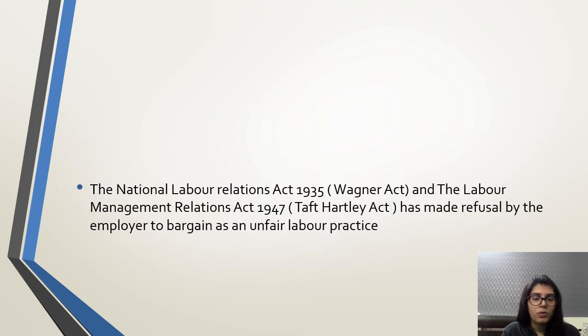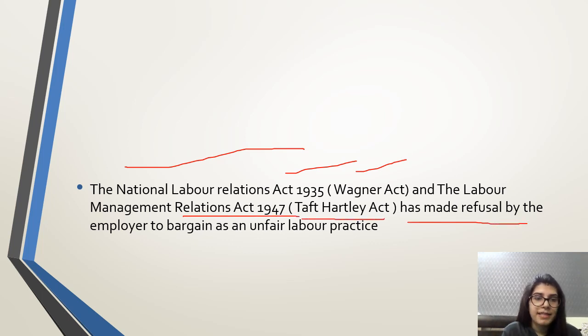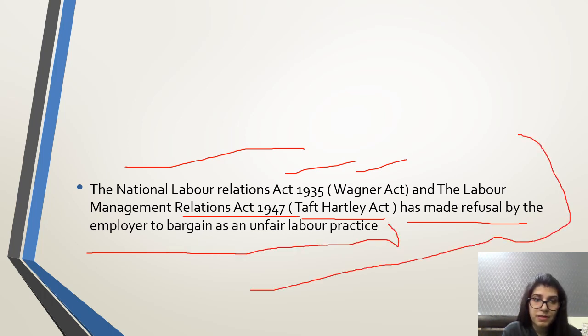Now see, the National Labour Relations Act, which is also called the Wagner Act, and the Labour Management Relations Act, which is also called the Taft-Hartley Act, have made refusal by the employer to bargain an unfair labour practice, okay? So you should remember these. First of all, just remember these acts. These are very important international acts, and you should know which is which. The Wagner Act is the National Labour Relations Act, and the Labour Management Relations Act is the Taft-Hartley Act. They have made refusal by the employer to bargain an unfair labour practice, okay?